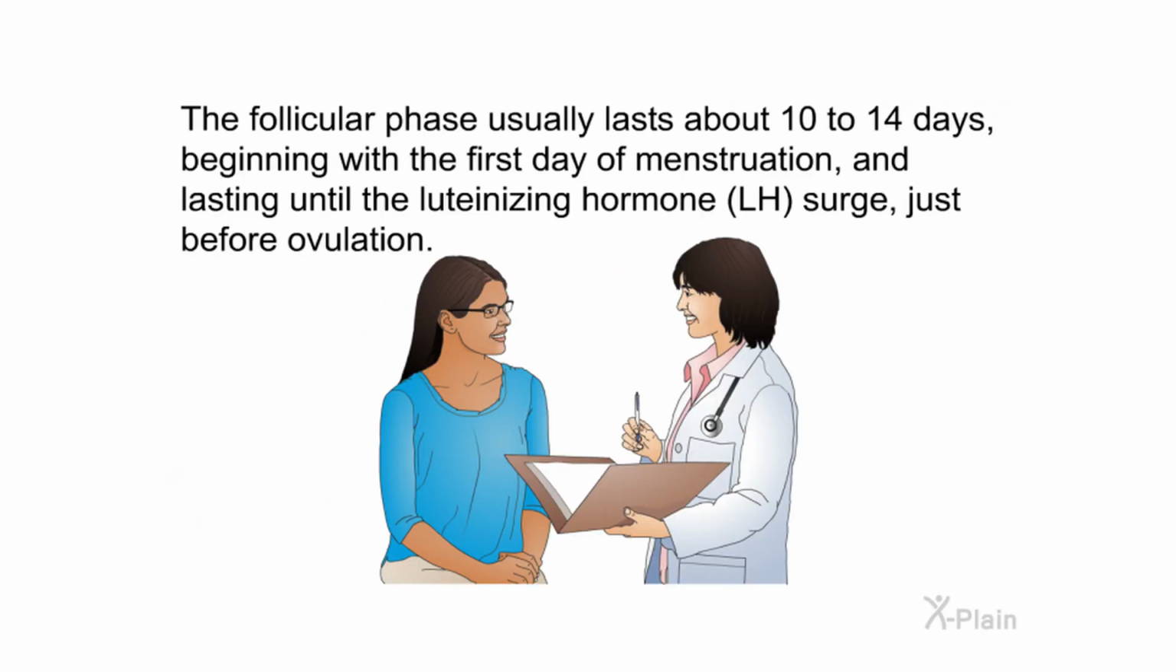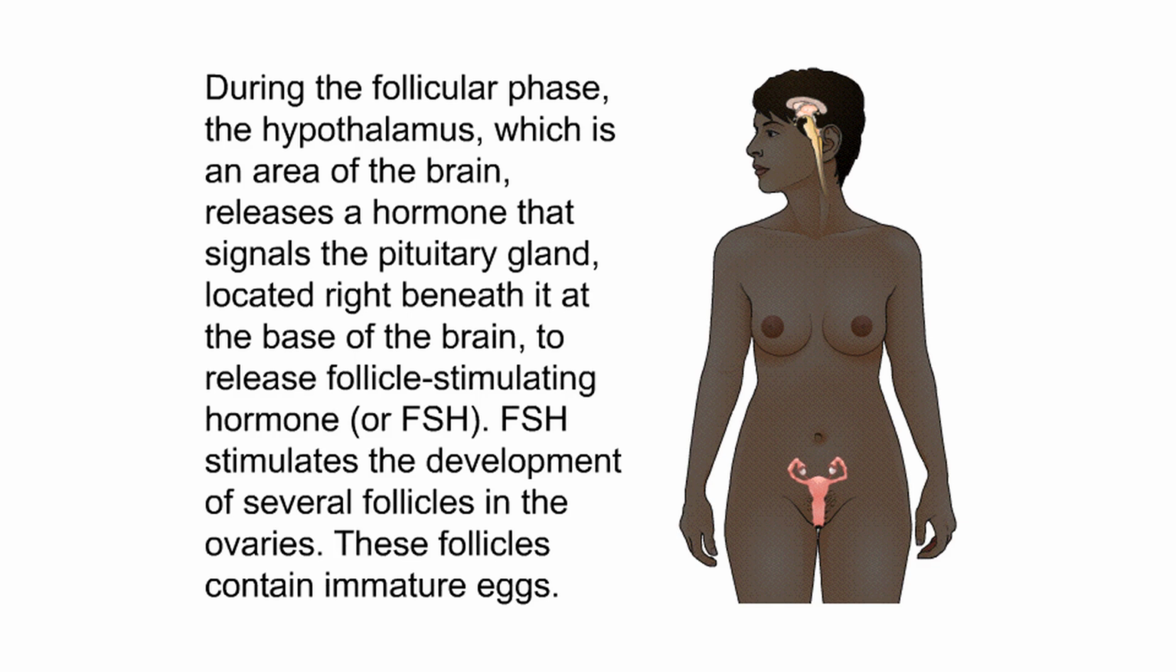The follicular phase. The follicular phase usually lasts about 10 to 14 days, beginning with the first day of menstruation and lasting until the luteinizing hormone LH surge just before ovulation. During the follicular phase, the hypothalamus, which is an area of the brain, releases a hormone that signals the pituitary gland, located right beneath it at the base of the brain, to release follicle-stimulating hormone, or FSH.